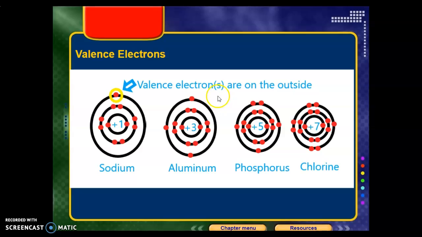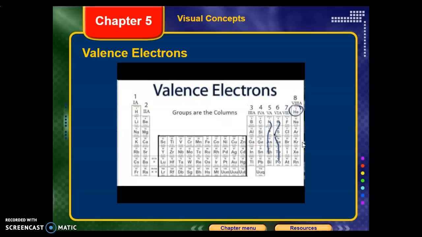So valence electrons are the ones on the outside. And so if we're looking at some elements from this row, if we look at sodium, sodium has 1 valence electron because it has 1 electron on the outside energy level. And if you have aluminum, aluminum has 3 electrons on the outside, right? It has 3 more electrons that are not in the inner energy levels, they're on the outside energy level. And then phosphorus has 5. And so 5 valence electrons on the outside energy level. And if you look at your periodic table, this corresponds to that, right? And then chlorine, again, it has 7.